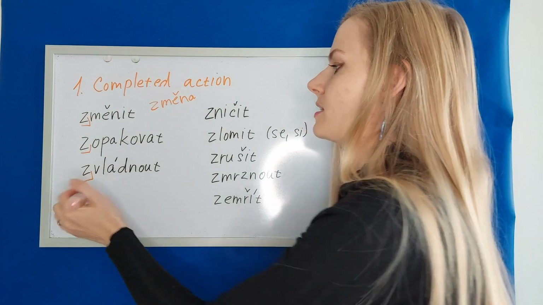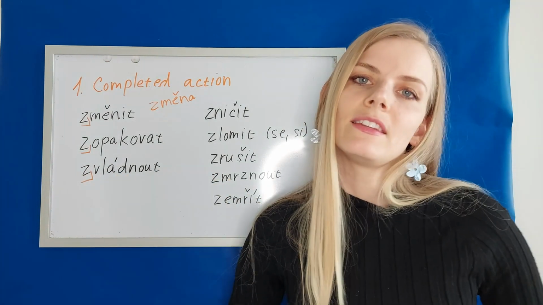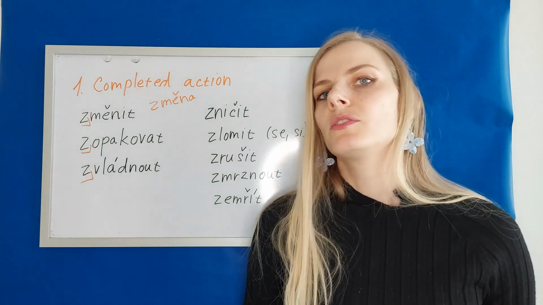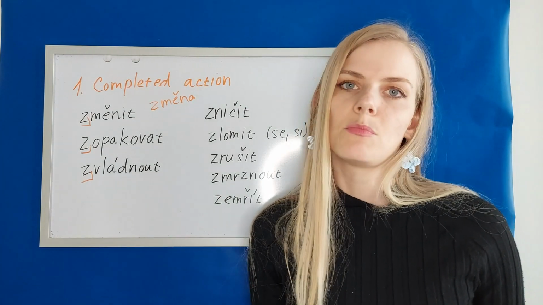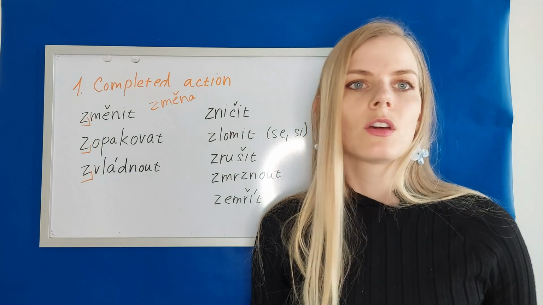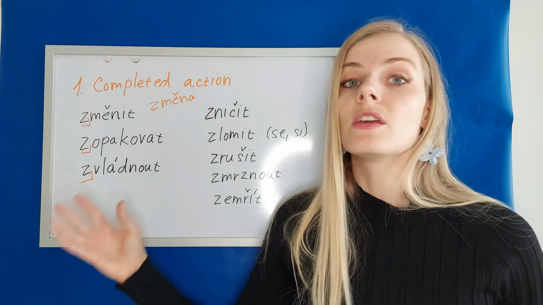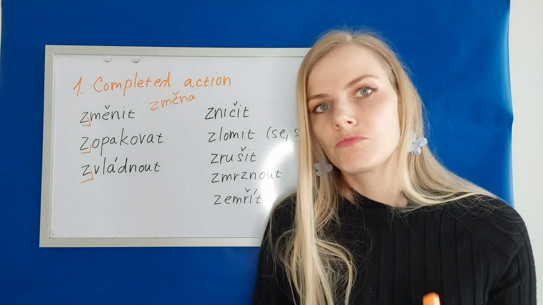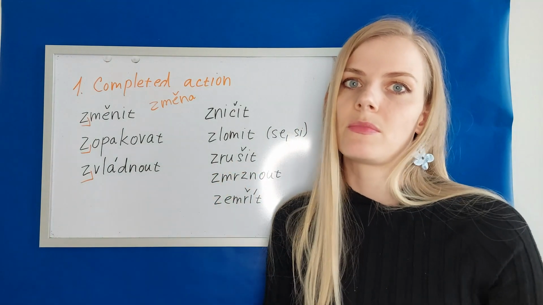Zvládnout is also a very handy verb. This means to manage. It can be about a skill. It can be about a situation. To manage something, to be in control of yourself, and therefore you would be able to manage something.